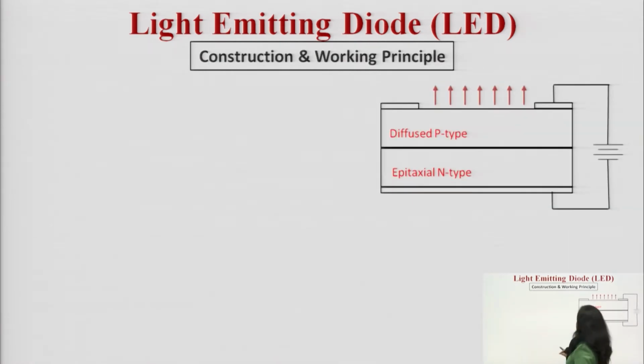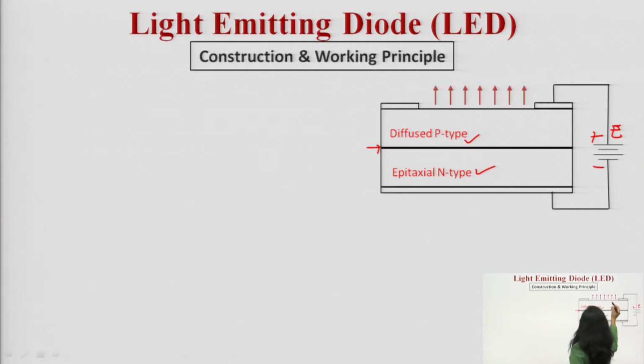So here you can see this is an N type semiconductor material, upon which P type is being diffused, and accordingly you can see the junction here. Now as I have told you, this particular LED works in the forward biased mode. You can see the battery is connected in such a manner that the P terminal is connected with the positive terminal of the battery and N is connected with the negative terminal of the battery. So this is the condition where it is in forward bias.